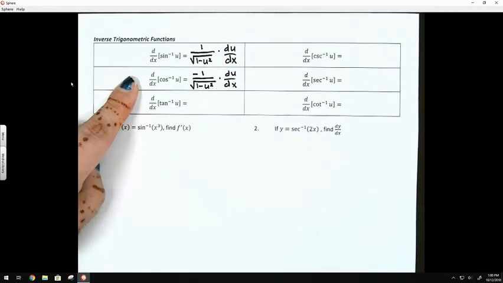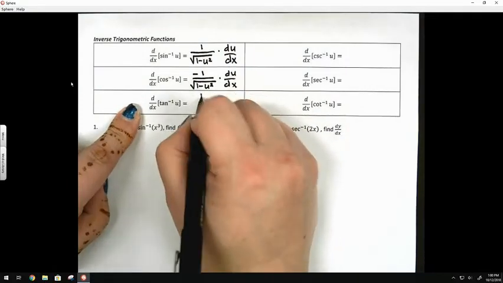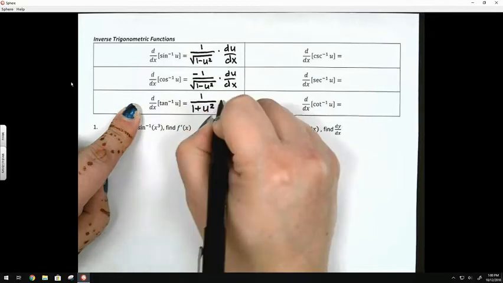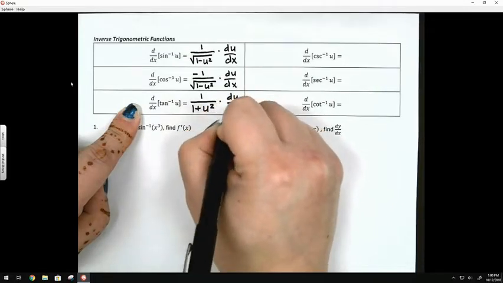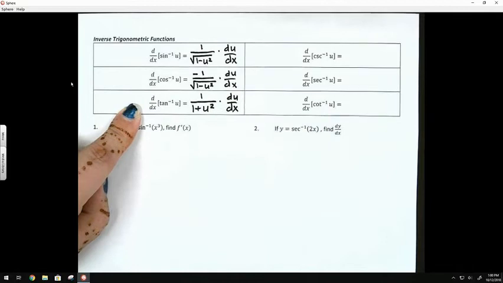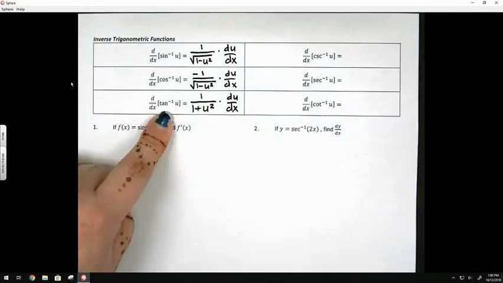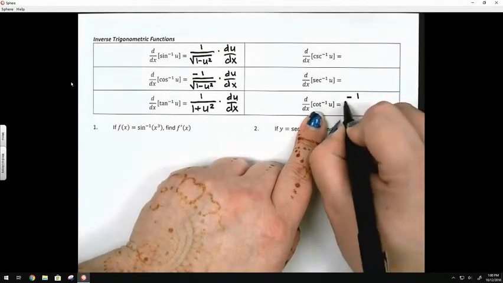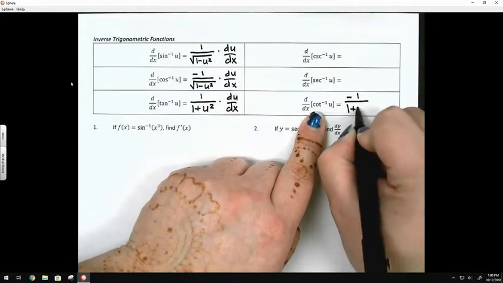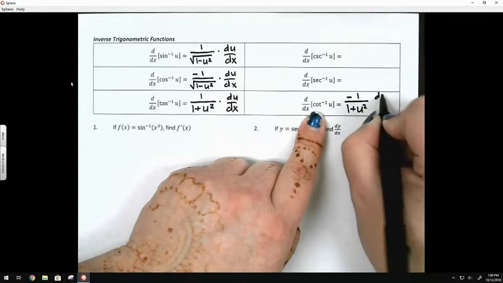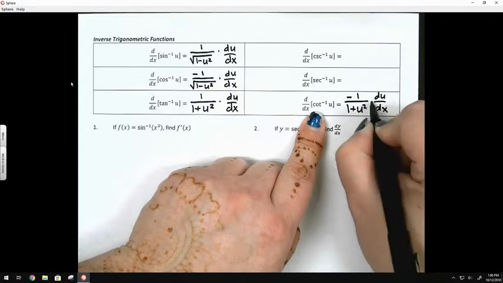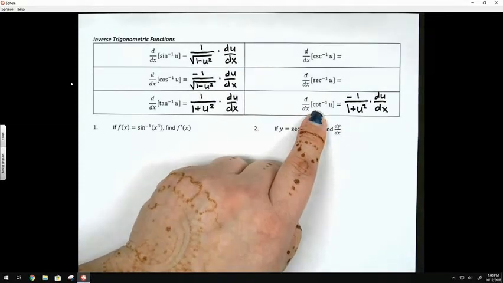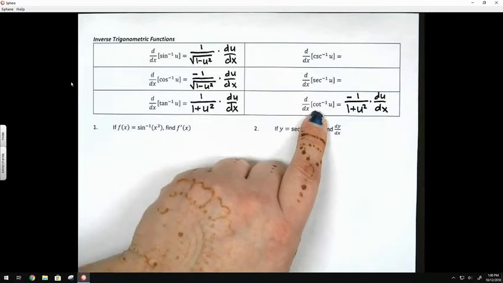Tangent inverse is 1 over 1 plus u squared times du/dx. And then it's nice because cotangent inverse is just the negative of that. So it's negative 1 over 1 plus u squared times du/dx. Again, these are just things we have to memorize, unfortunately, guys. They're ugly, I know, but got to deal, okay?